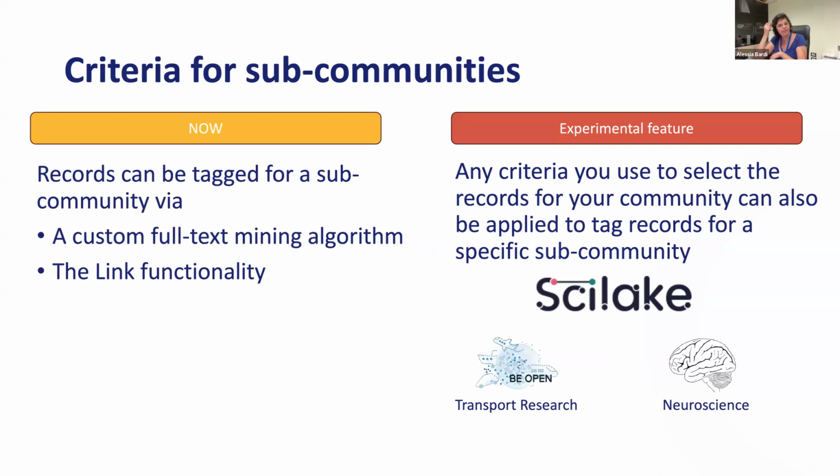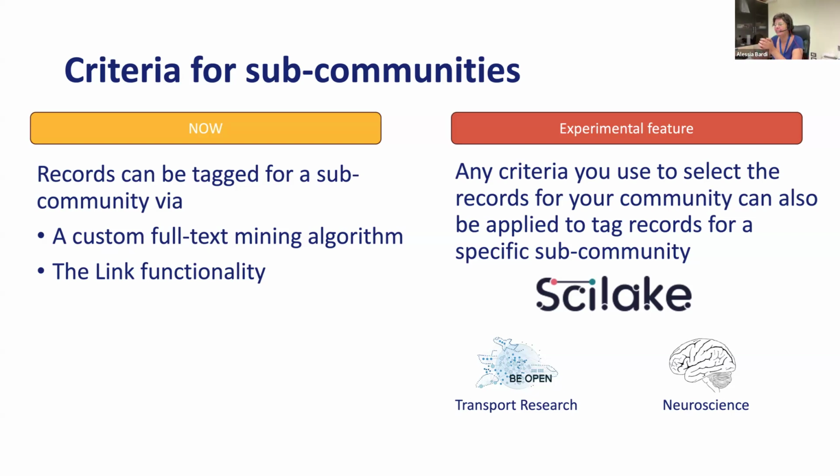An interesting feature that we experimented with in Scilake, especially with the transport research and the neuroscience communities, is the concept of subcommunities. So what we will do soon is to release the possibility for the managers of the gateway to not only specify the criteria by which a product is relevant for the community, but specifically with which subcommunity.